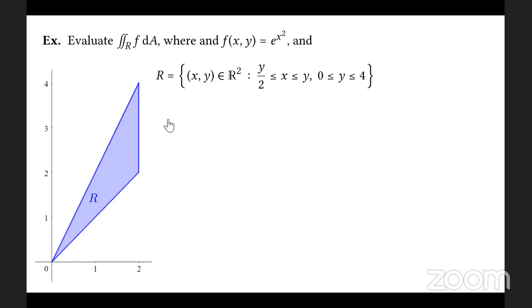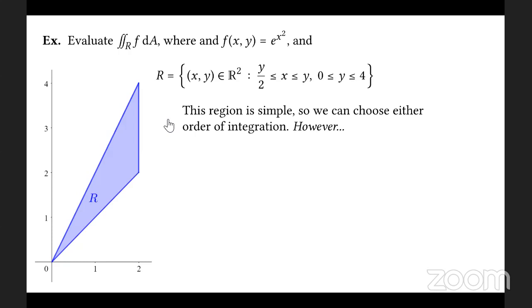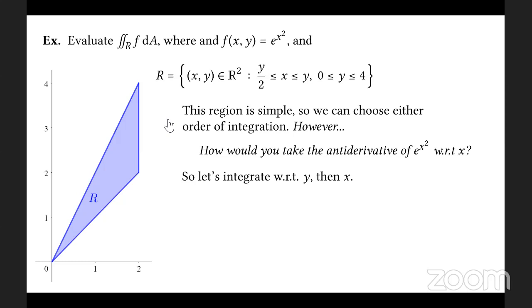Okay, so we draw out our region, and I would also recommend writing out, this is y equals x, this is y equals 2x, or x equals y over 2. And if you were to integrate with respect to x first, how would you take the antiderivative of e to the x squared? That's not something that we know how to take the antiderivative of with traditional tools. So instead, we're going to integrate first with respect to y, and hopefully, by doing that, we'll get some additional terms that will allow us to take the integral with respect to x.